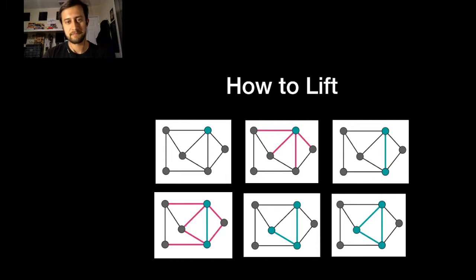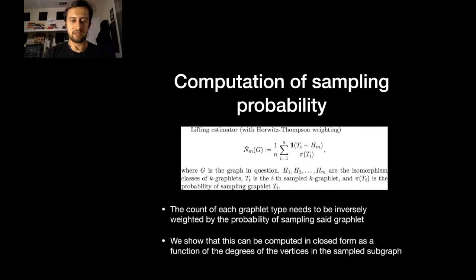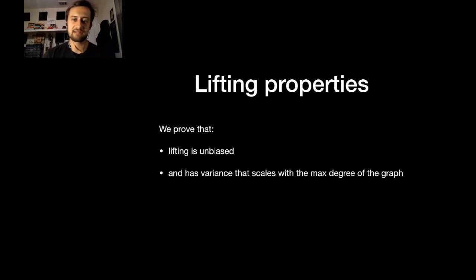Otherwise, we'd go on. To complete the method, we have to weigh each graphlet type inversely by its probability of being sampled, and we show that this can be computed in closed form as a function of the degrees of the vertices in the sampled subgraph. We also prove that lifting is unbiased and has variance that scales with the max degree of the graph.